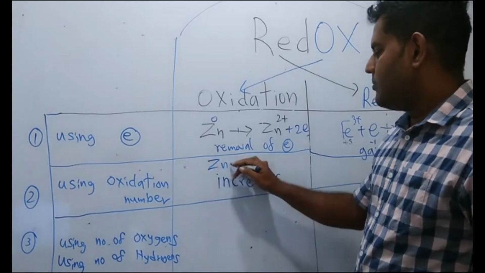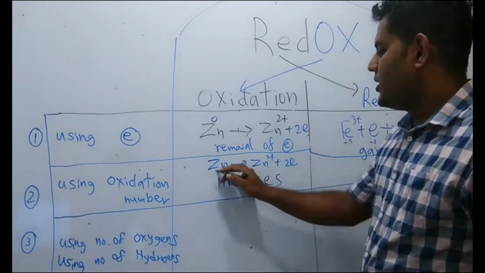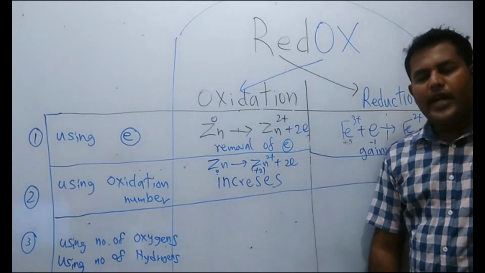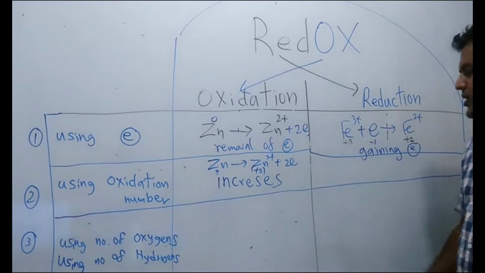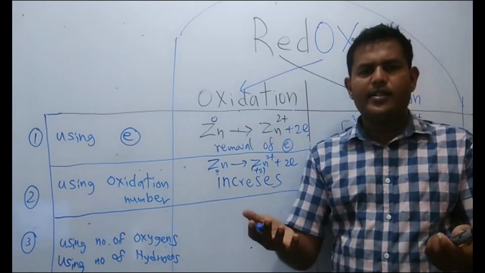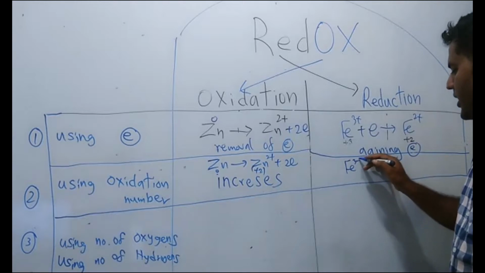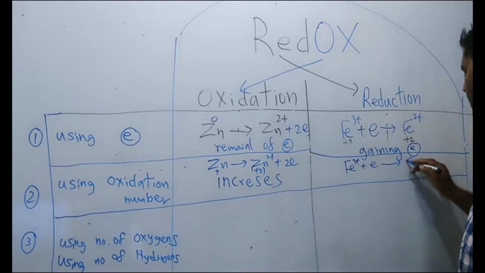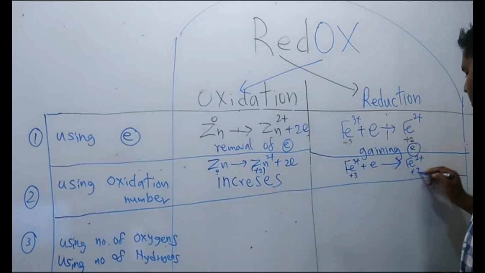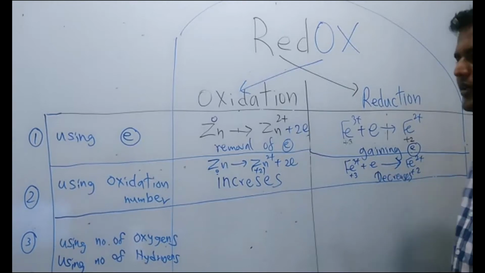You can write the same example for that one also. Zinc to zinc 2 plus. Here 0 and here plus 2. The oxidation number increases, so it's oxidation. In reduction, what will happen to the oxidation number of the species? It decreases. Very simple. So reduction means decreasing the oxidation number. It's plus 3 here and here plus 2. You just have to say it decreases.